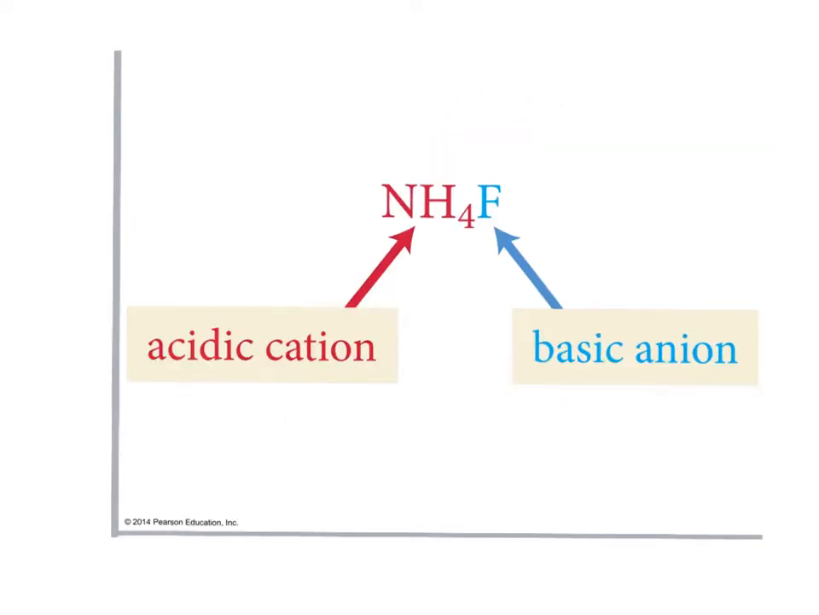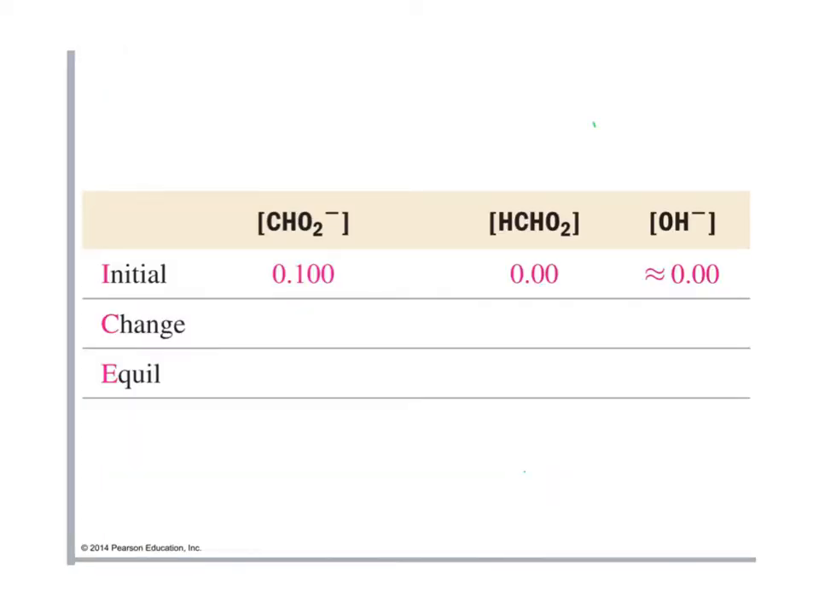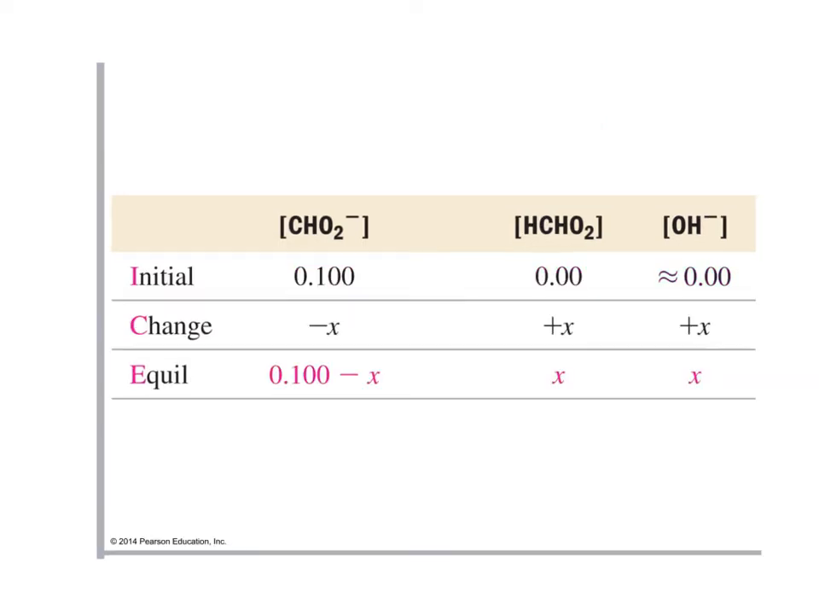Now here's the tough one, right? Where you've got an acidic cation and a basic anion. What happens? Well, they fight over it, right? So it depends on who is stronger, and so you would have to compare the Kb and the Ka. So in these cases, we would use ICE tables similar to what we would use before. Look at the equilibrium conditions, and there's the solved ICE table.